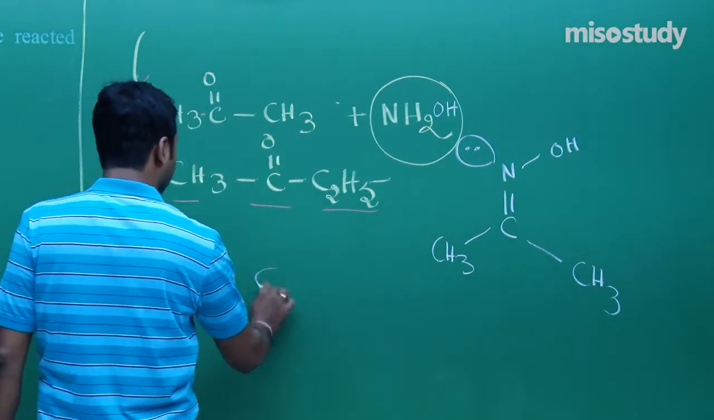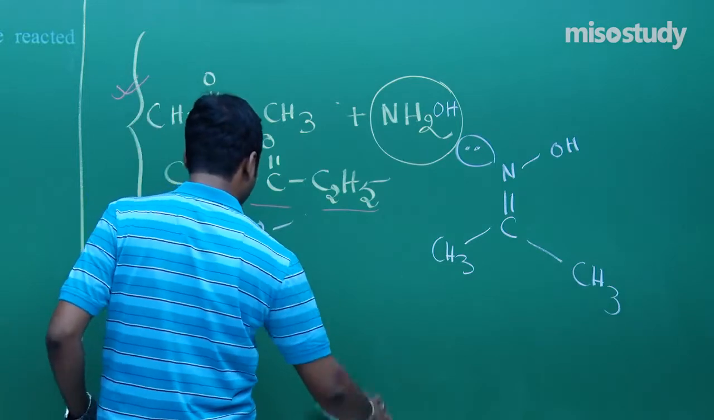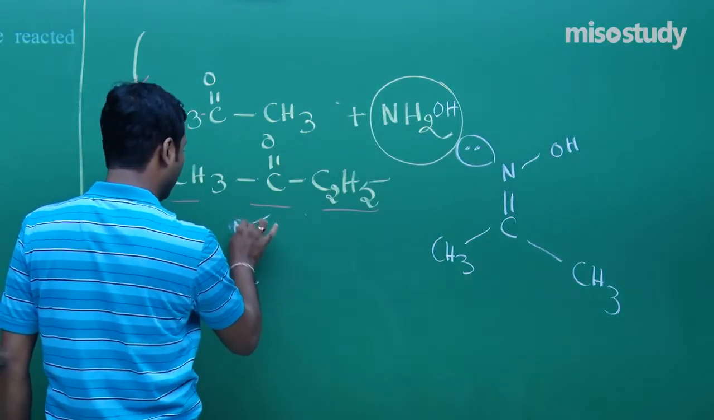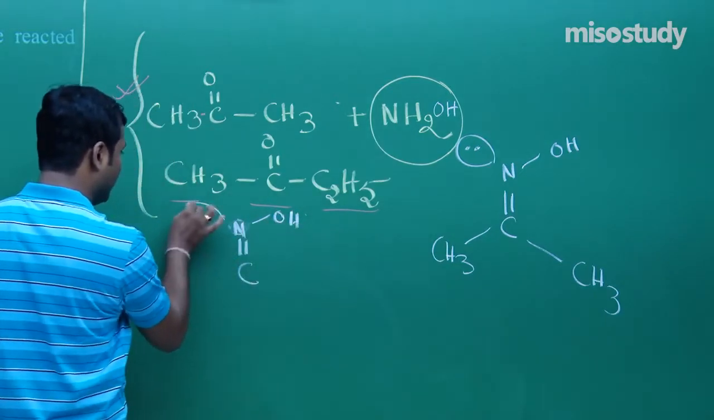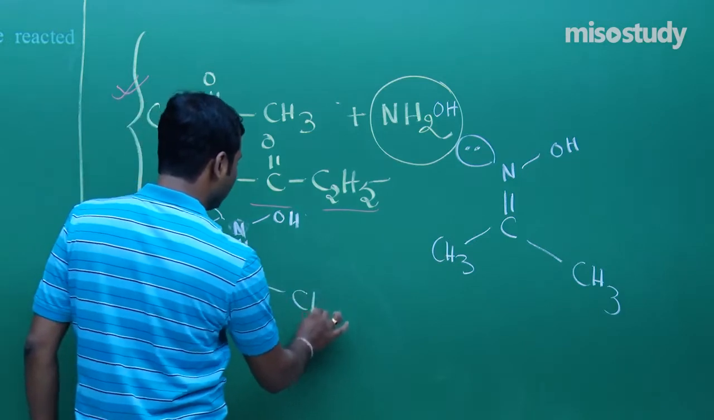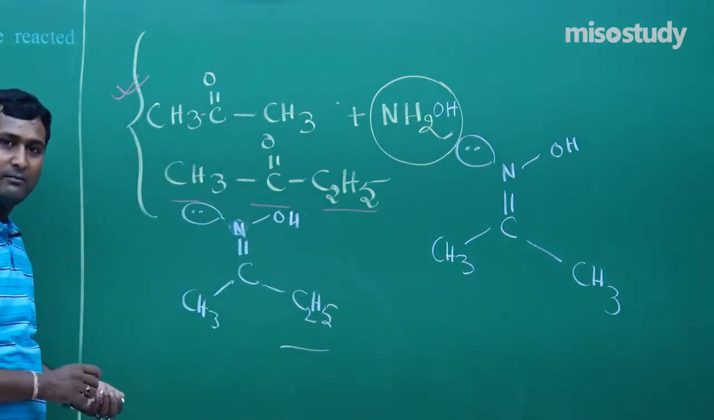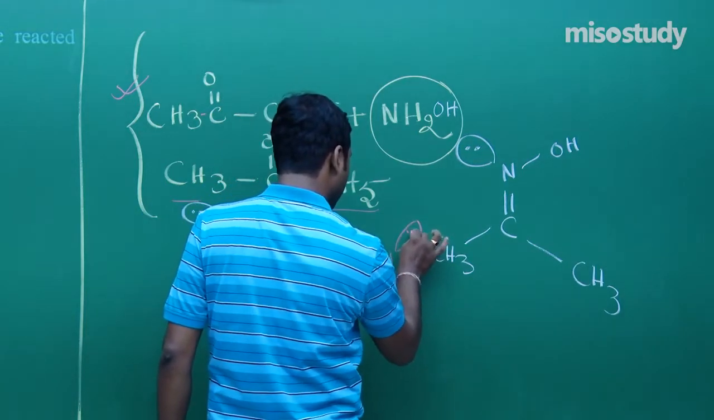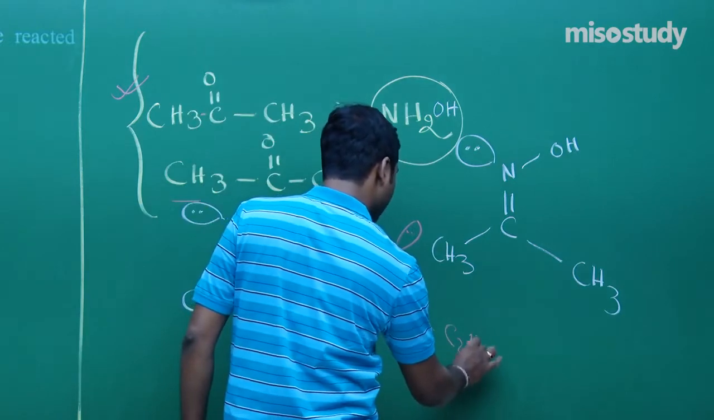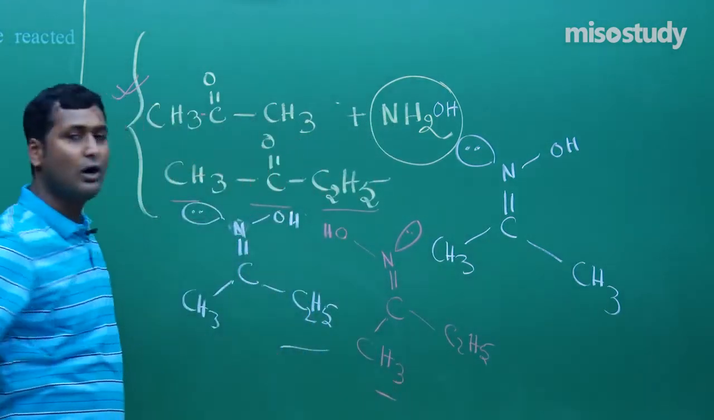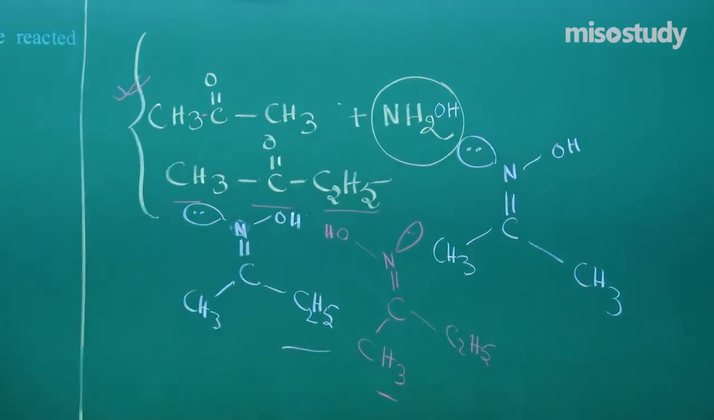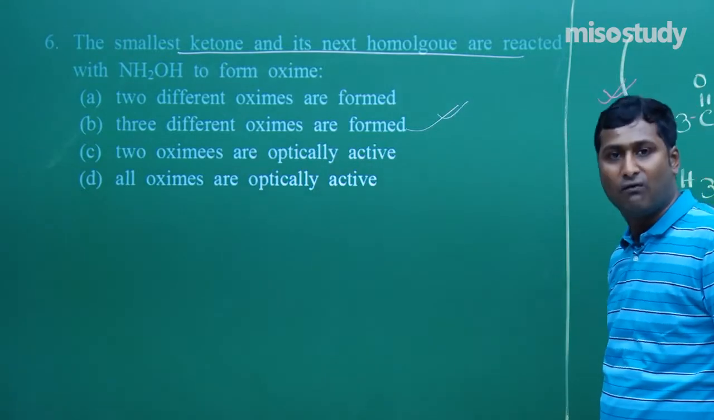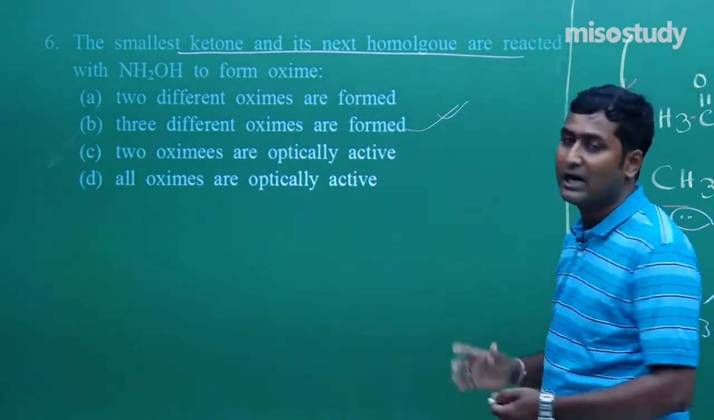Now the next one has a double bond, wait for a moment. The second one is C double bond N, sorry, this one is N, not O. This one is OH, here is CH3 and C2H5. This one is the second oxime. Yes sir, there is one more possibility, the third: N, OH on one side, with C2H5 and CH3 swapped. So how many oximes are there? For the smallest ketone and its next homologue, 3 different oximes are formed. So for this question, B is the correct option.